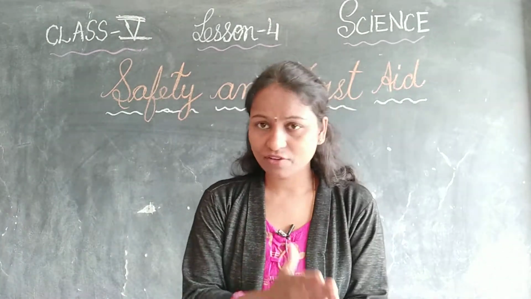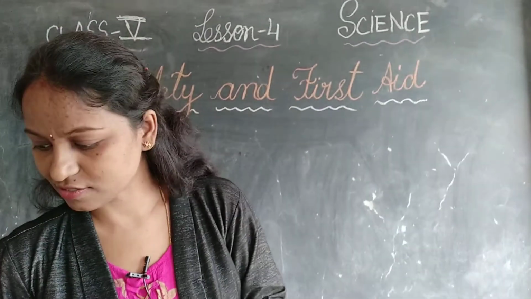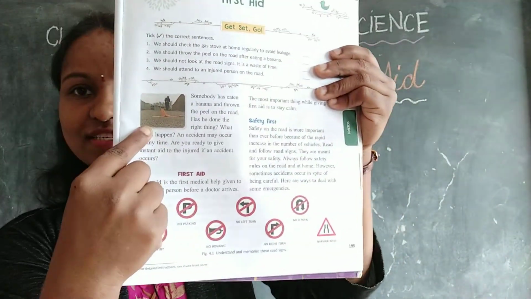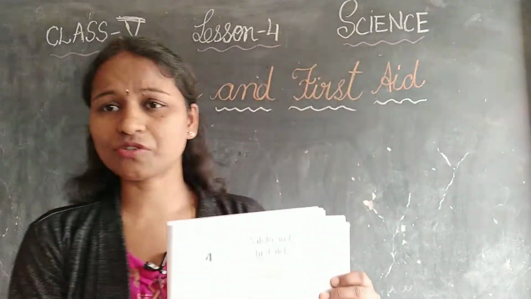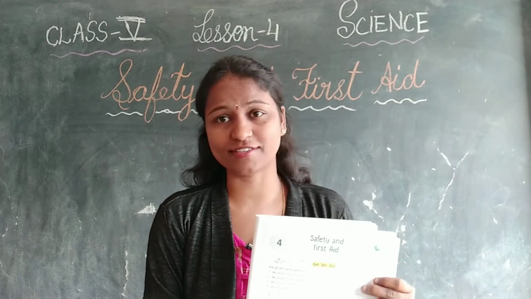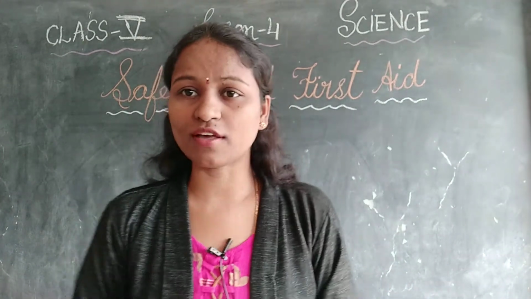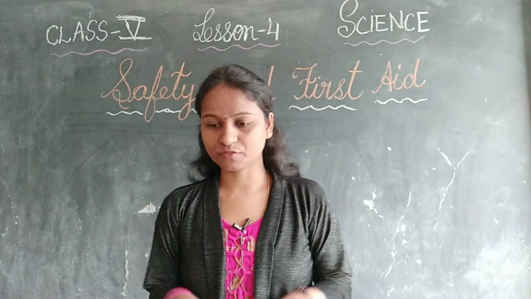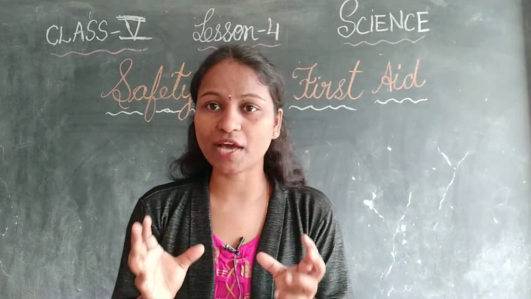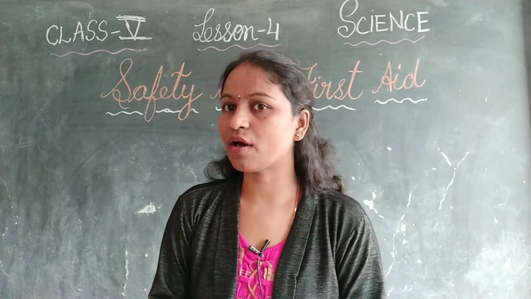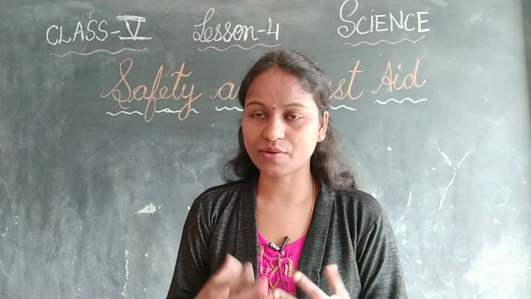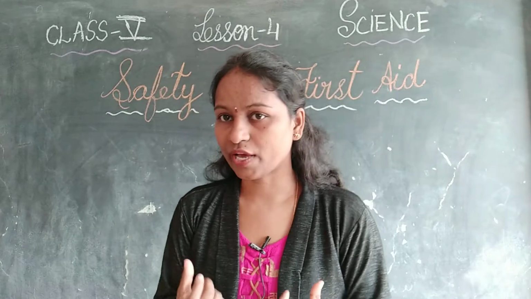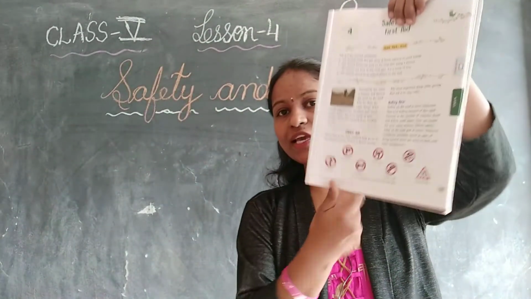First of all, this is something we should not do, and this example is there in your textbook, children. As you can see, the banana peel on the road should not happen. Accidents can occur anytime while you are walking on the road or driving a vehicle on the road. Yes or no, children? At that time we have to be alert and aware. We have to be aware of the rules and of ourselves. Whenever we are walking, our posture and gesture should be right. The next topic is first aid.